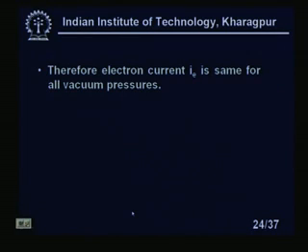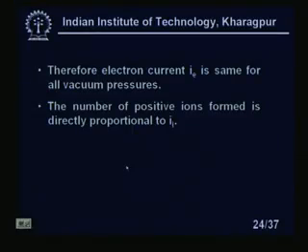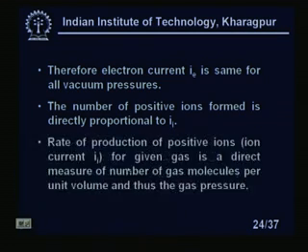Therefore, the electron current I_E is the same for all vacuum pressures. This is a great advantage. We will see the expressions. The number of positive ions formed is directly proportional to the ion current, to which I am giving the name I_I. The rate of production of positive ions, or the ion current I_I for a given gas, is a direct measure of the number of gas molecules per unit volume, and thus the gas pressure.